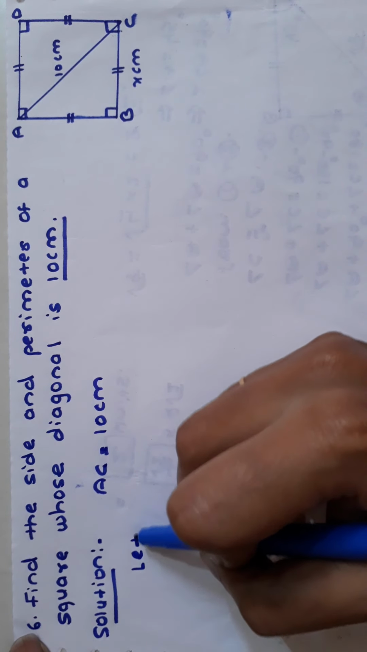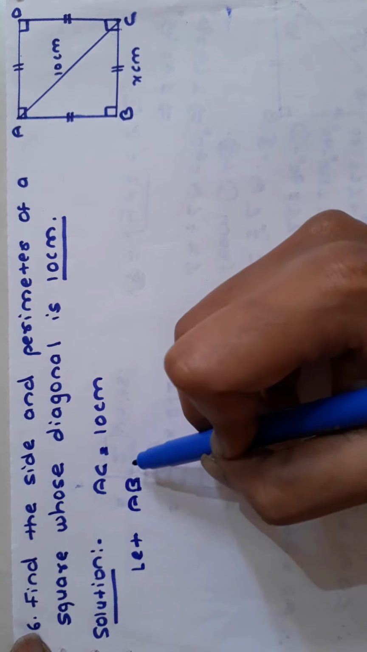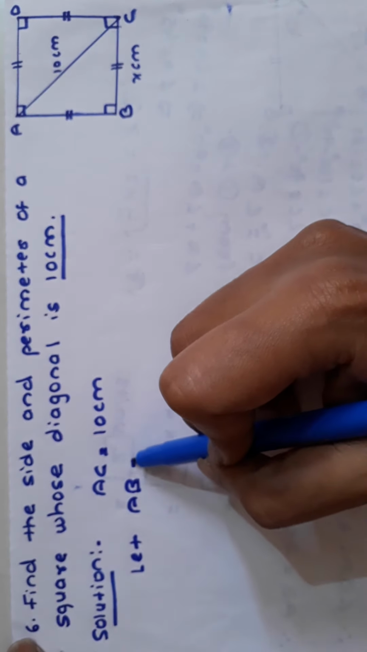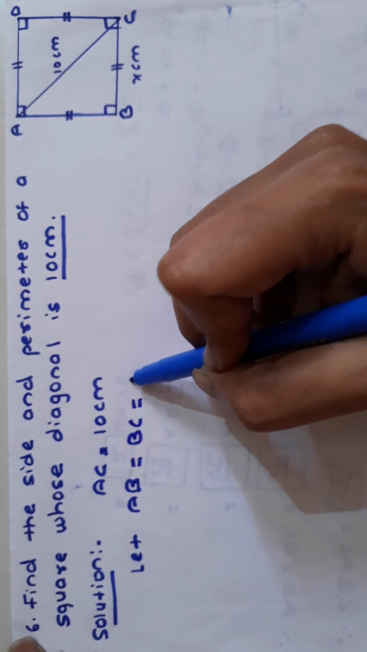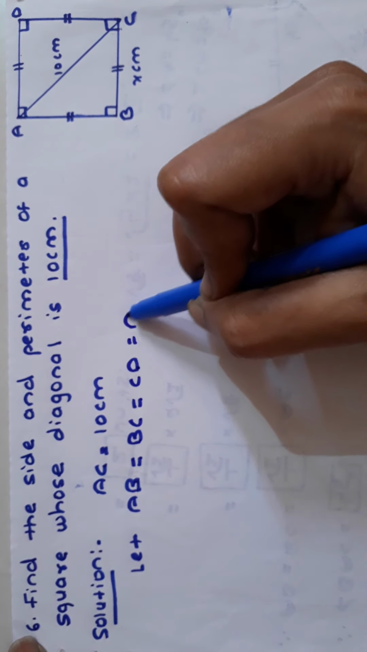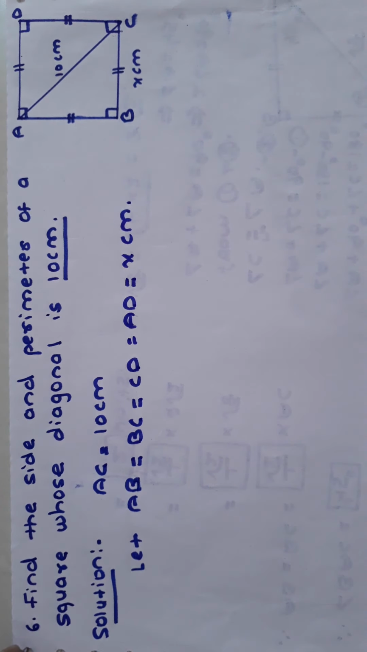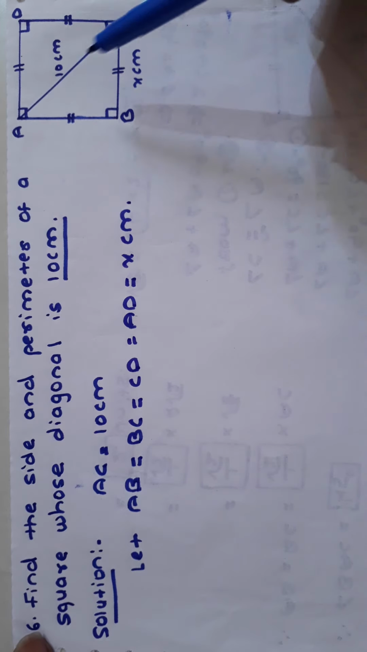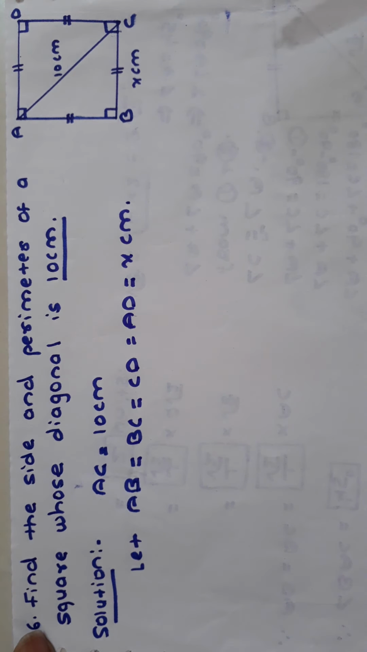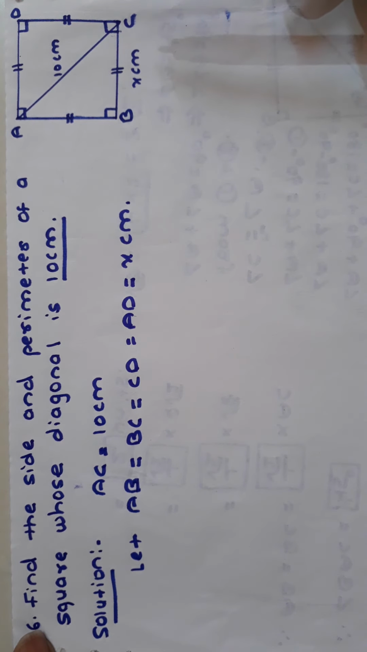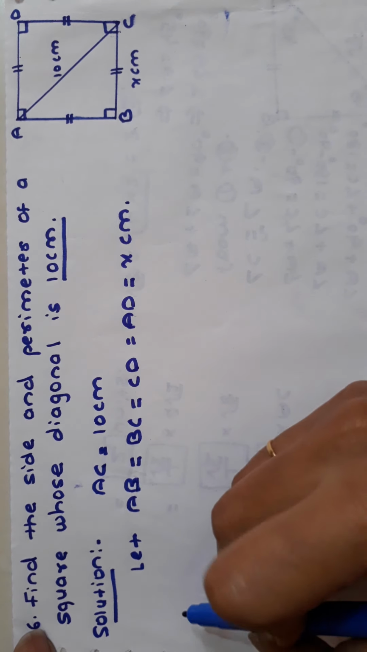Now let us take the sides of the square as x centimeter. Now since all the sides of the square are equal, AB, BC, CD and AD are all equal to x centimeter. Now if you consider triangle ABC, then triangle ABC is a right angle triangle because each angle of a square is 90 degree. So angle B is 90 degree, and therefore triangle ABC is a right angle triangle. So we can use Pythagoras theorem.